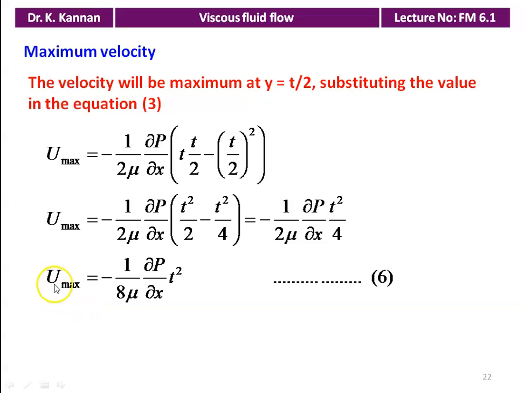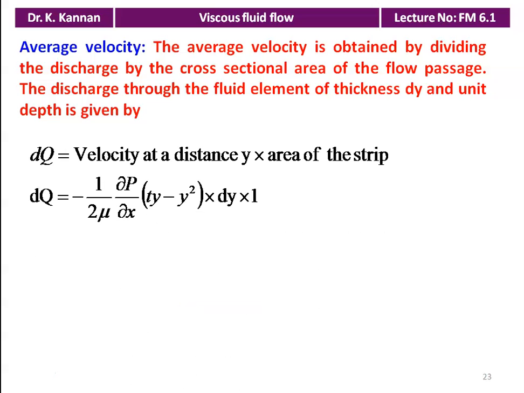So this is finally u max equal to minus 1 by 8 mu dou p by dou x into t square. So this is the maximum velocity which is occurring at the center plane between the two plates. And average velocity we have to calculate.